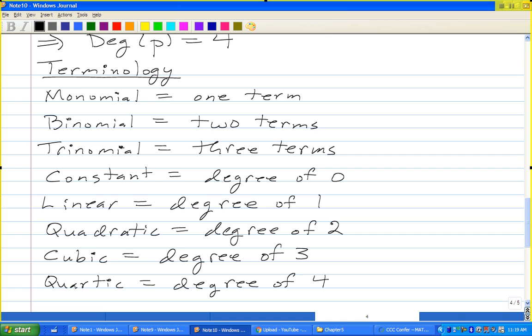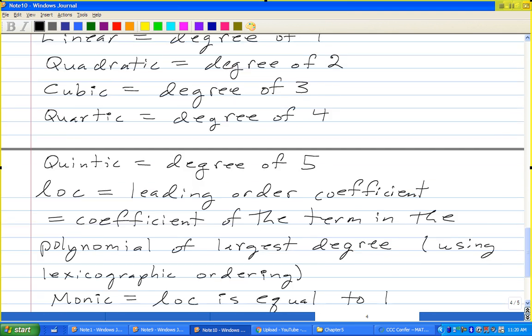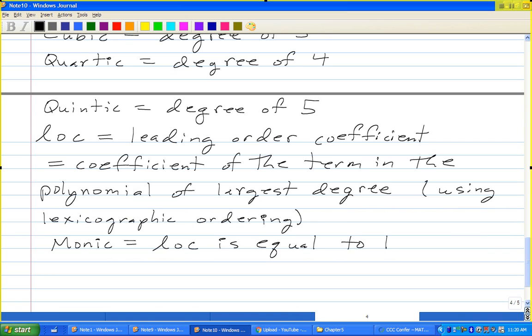A constant polynomial is a polynomial of degree 0. A linear polynomial is a polynomial of degree 1. Quadratic, polynomial of degree 2. Cubic, polynomial of degree 3. Quartic, polynomial of degree 4. Quintic, polynomial of degree 5, etc.